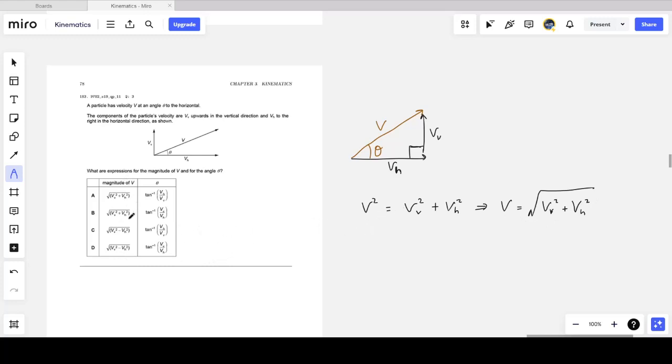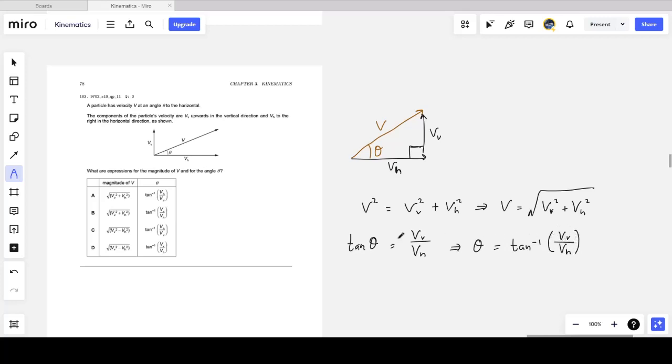I need the angle in terms of vh and vv. So vv is the opposite side, vh is the adjacent side. What has opposite and adjacent in it? It's the tan of theta. So the tan of theta is opposite over adjacent. It's vv divided by vh, which means the angle theta is the arctan of vv by vh.